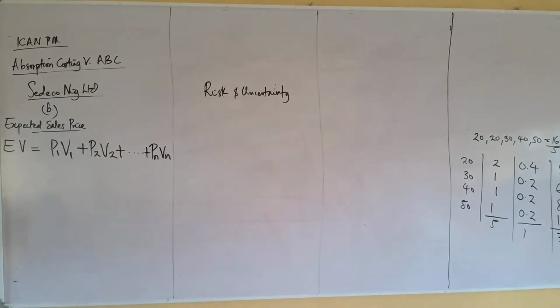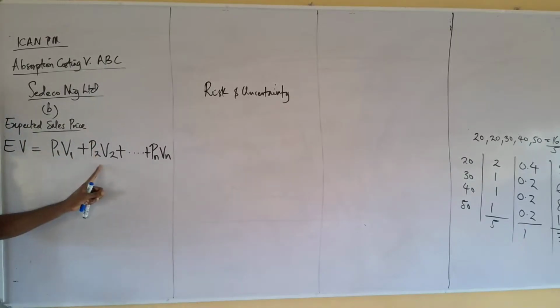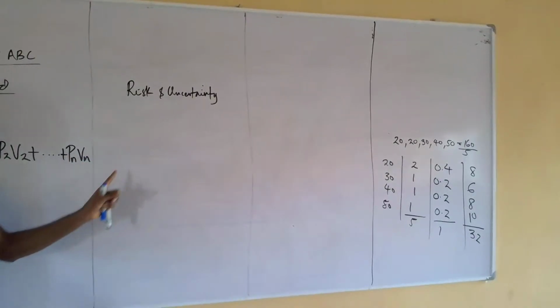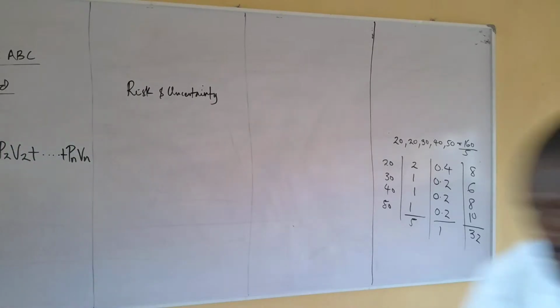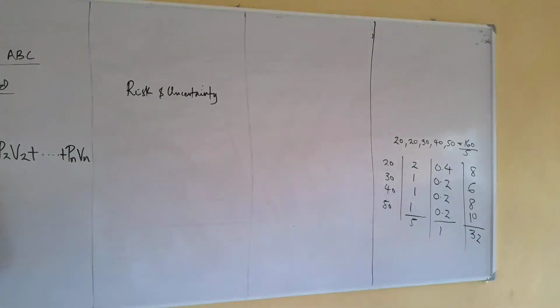This is the expected value. This is just putting it in formula. The probability times the value plus the probability times the value plus the probability times the value. That gives you your expected value. In this case, expected selling price. Now let's do it in action for alpha.